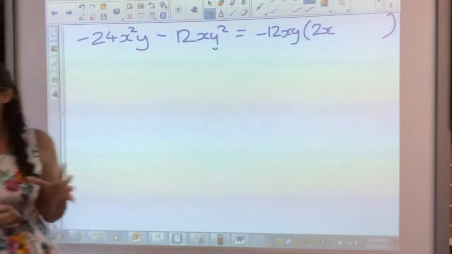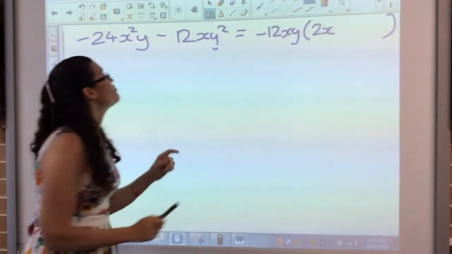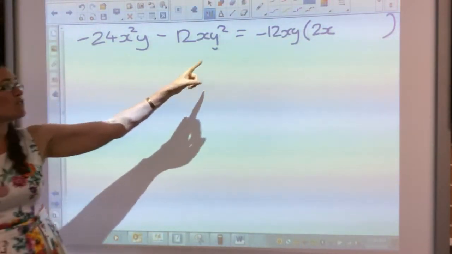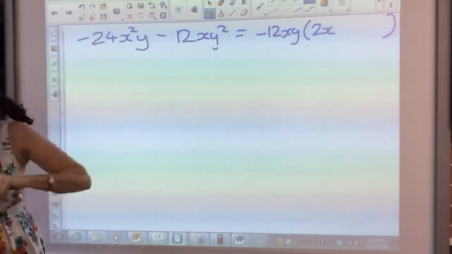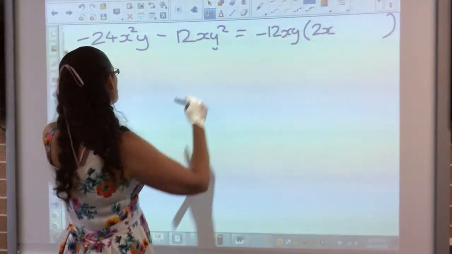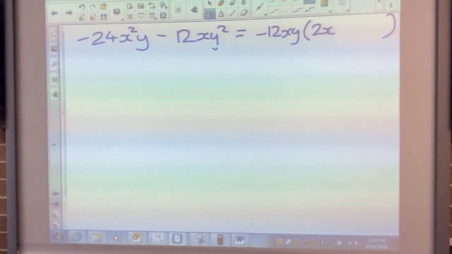Because I need to make sure that when I was expanding, it would multiply to give a negative. And we know the rule that a negative divided by a positive is how you get a negative. So we know the thing inside the brackets has to be a positive to make it work. Is everyone happy with that? And we know that 2 times 12 is 24, and xy times x is x squared y.